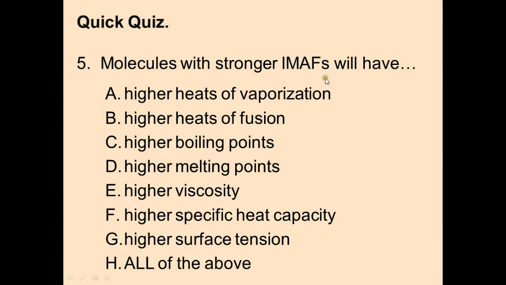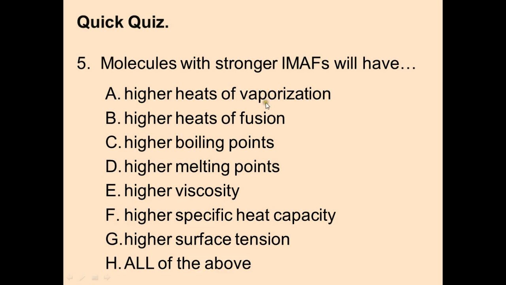So if you think about it, IMFs are those attractions between molecules in a group of molecules. And so there's, remember, 3 types: hydrogen bonding, dipole-dipole, and dispersion. And so if we have more attractions or stronger IMFs, it definitely has a higher heat of vaporization, or this just means it has a higher boiling point. So it has higher heats of vaporization, because the attractions keep it together, and so it doesn't want to evaporate and turn to a gas.